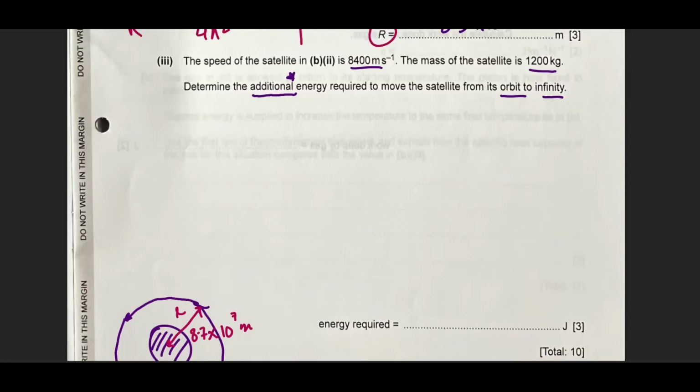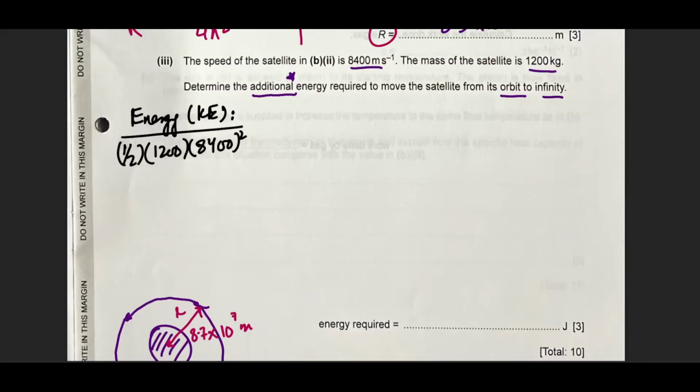First we need to understand how much energy the object already has. The object already has kinetic energy, so I will simply write down the energy already possessed by the object: half into mass, which is 1200, and speed 8400 squared. This comes out as 4.23 into 10 raised to power 10 joules. It already has this energy.